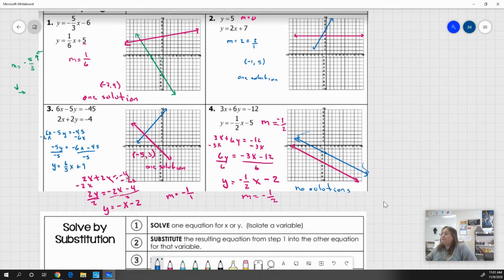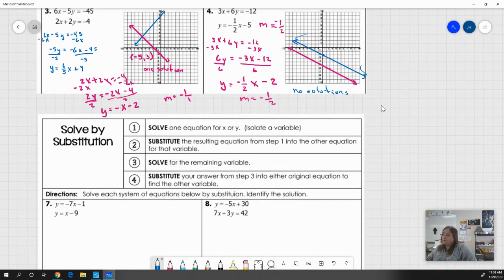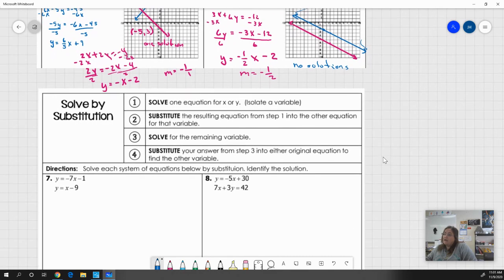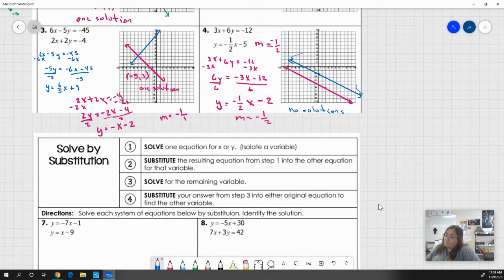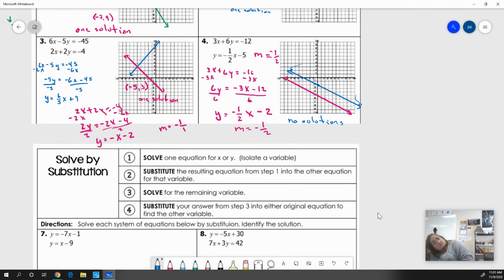But we don't want to have to draw a graph for everything. So we're going to start learning how to do these algebraically. And the first thing that we do is, I would love for you to pause your video at this point, your Edpuzzle, and write down these steps for solving by substitution, right? It says solve one equation for x or y, either one of the variables. Isolate the variable. You're going to do the same variable for each equation.